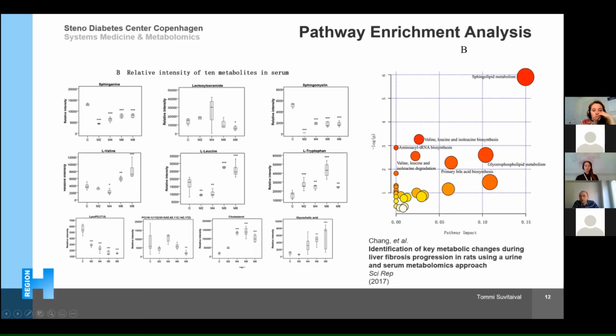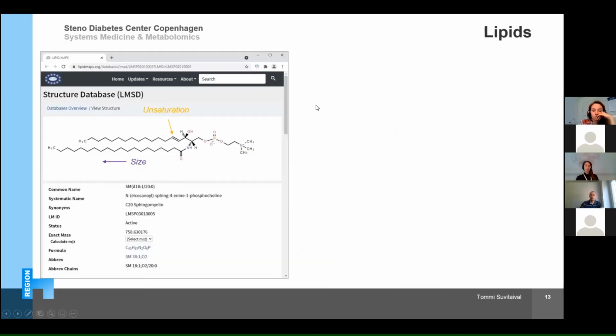And the most significant is sphingolipid metabolism, which are lipids that are changing. Here it appears to go reduced in the disease. And lipids are actually a particular type of compound. This is a sphingolipid, where it has a head group and fatty acid chains. So there are many lipids of the same kind with the same head, but they are of different size and different saturation. So there are different lengths and different numbers of these unsaturated bonds.